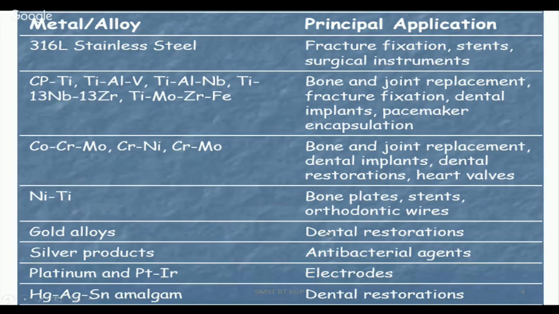Okay. Anyway, so gold alloys are used for dental applications. Silver is also used as an antimicrobial agent. I think we have a very long tradition of rings where we use 8 different metals.